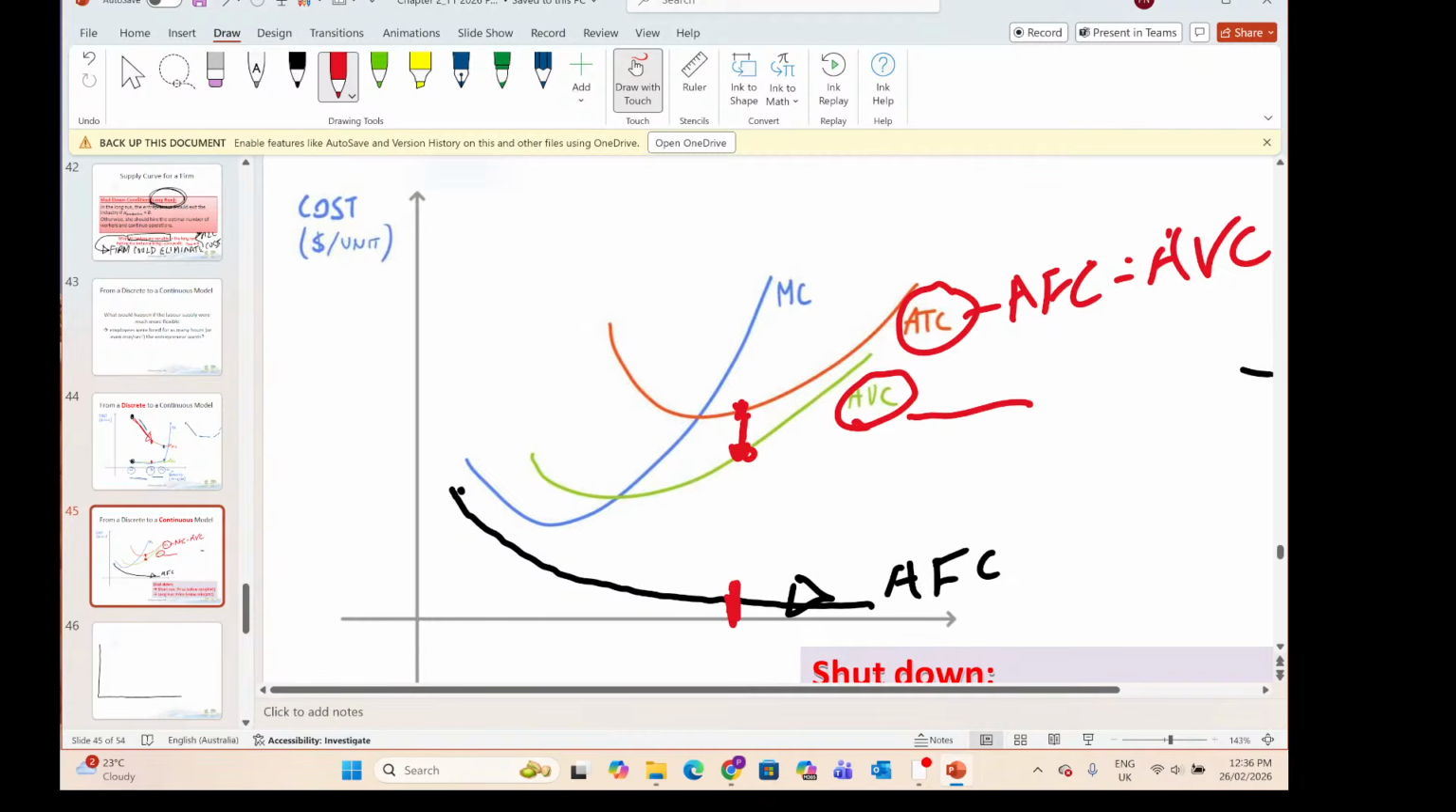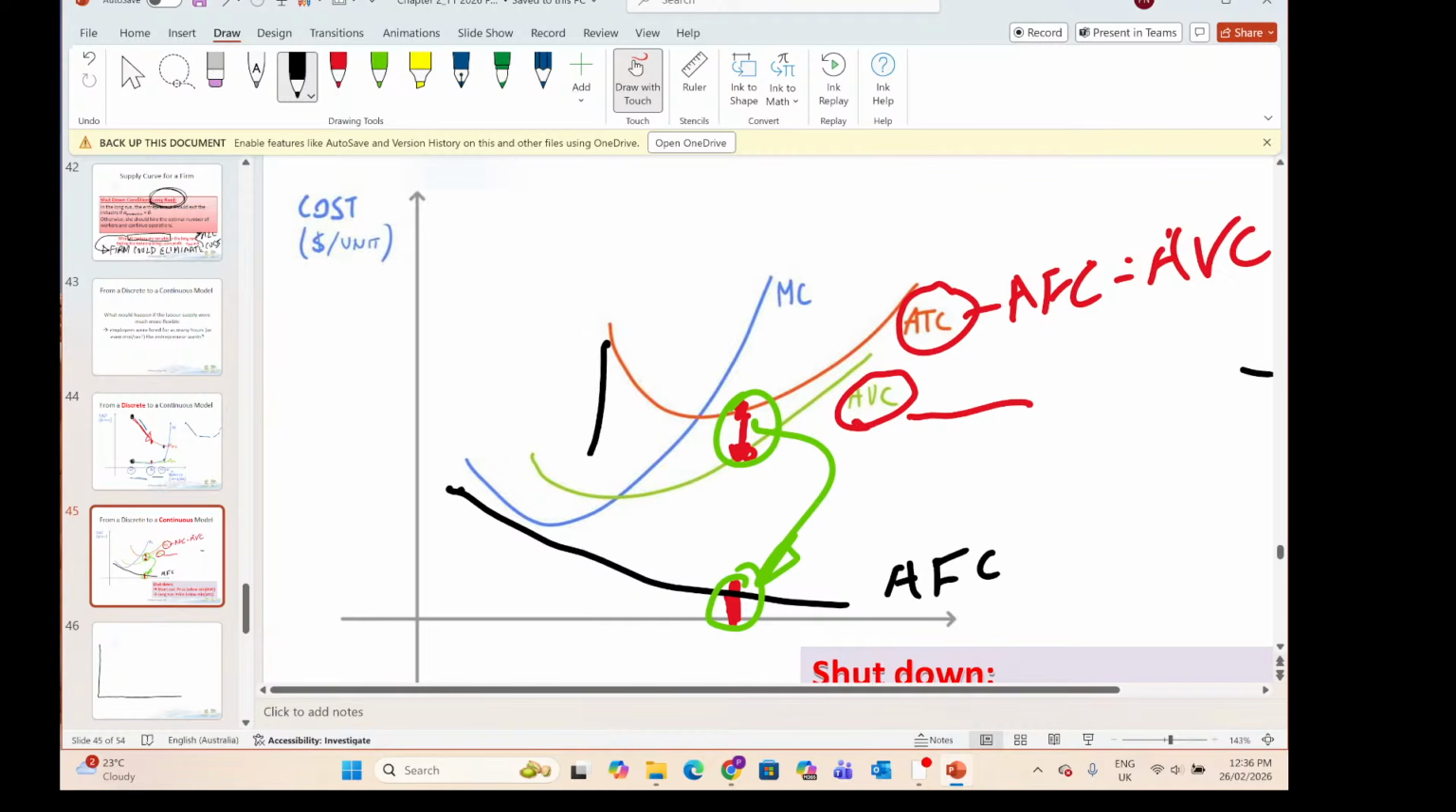So I've shown that on the curve at the bottom. I haven't drawn the curve at the bottom perfectly. I'll try and do that a little bit better. So the red interval that I'm circling at the bottom is the same as the red interval I'm circling at the top. The difference between the average variable cost and the average total cost is the average fixed cost. That is why these curves are not parallel.